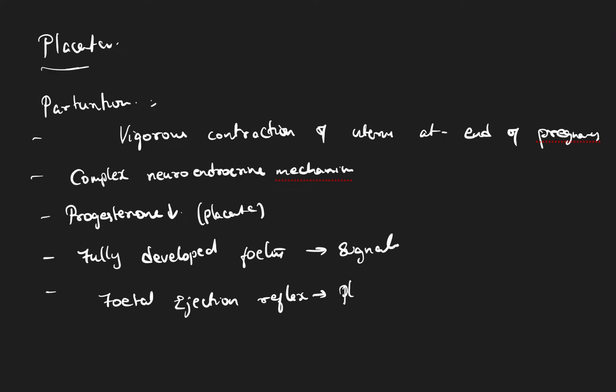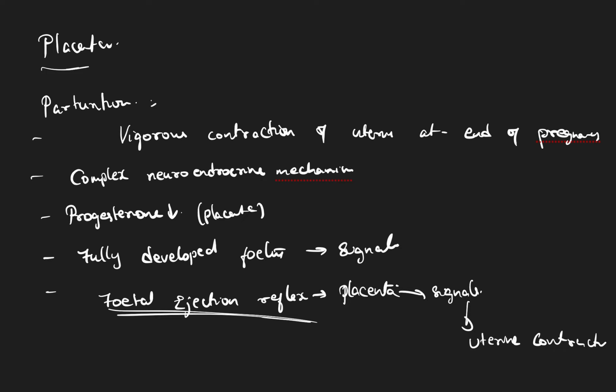Fetal ejection reflex is nothing but signals generated from the placenta which cause uterine contraction. That is known as the fetal ejection reflex. So this is parturition. And finally, lactation.